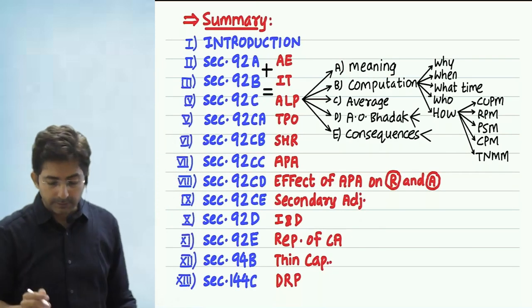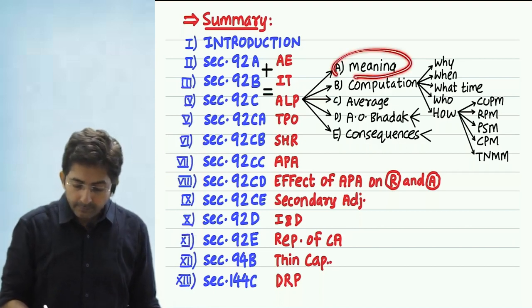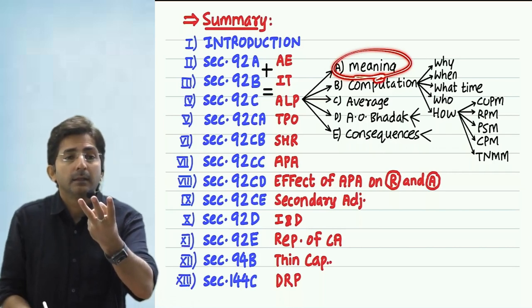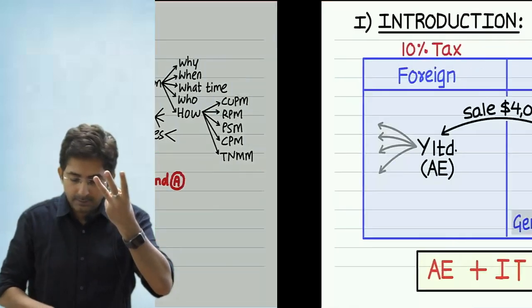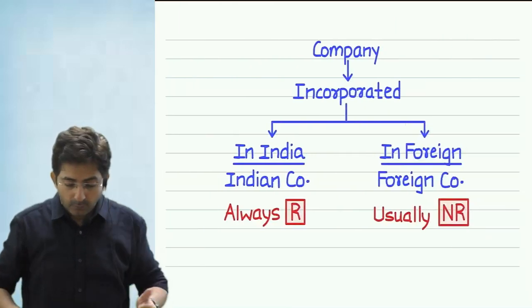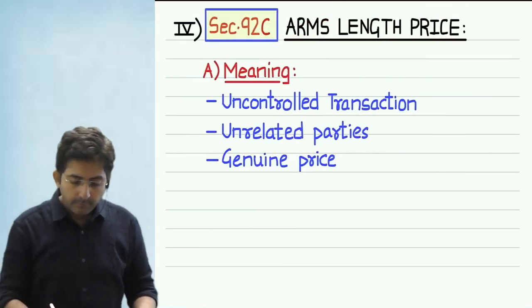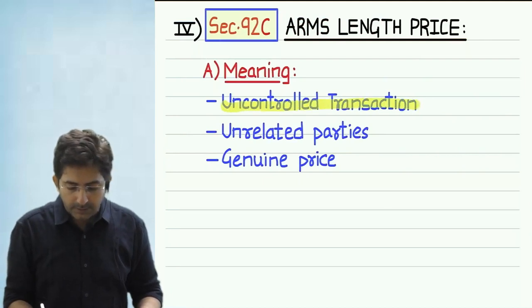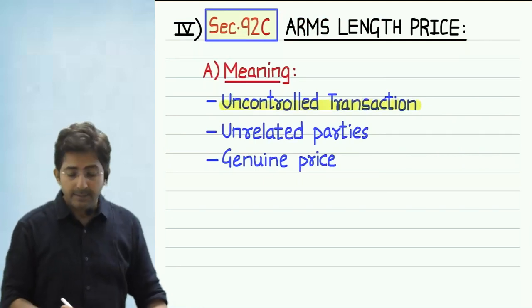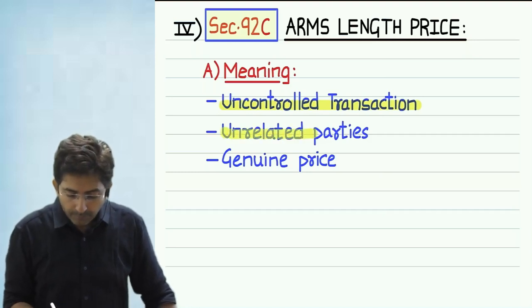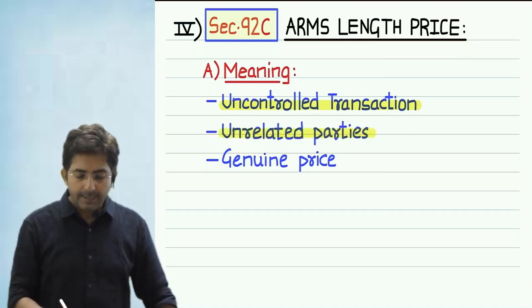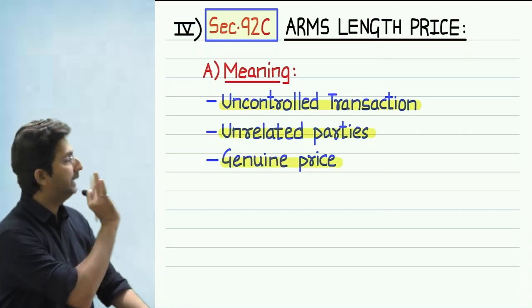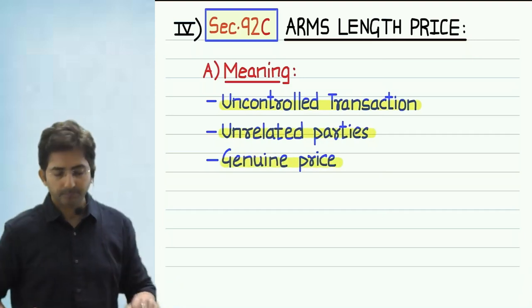So what was the first thing I did? Meaning. And even in meaning, remember I said 3 sentences. Repeat those 3 sentences. First sentence was what? It is a price charged in an uncontrolled transaction. Then it is a price charged to unrelated parties. And it is a true, fair and genuine price. So these 3 points you have to remember in meaning.